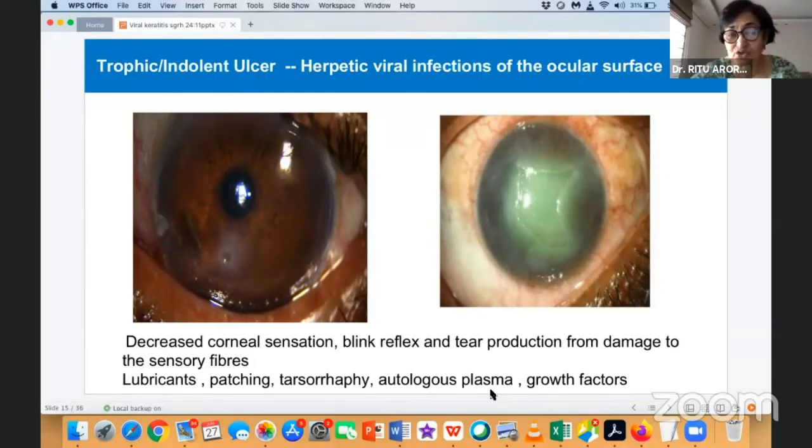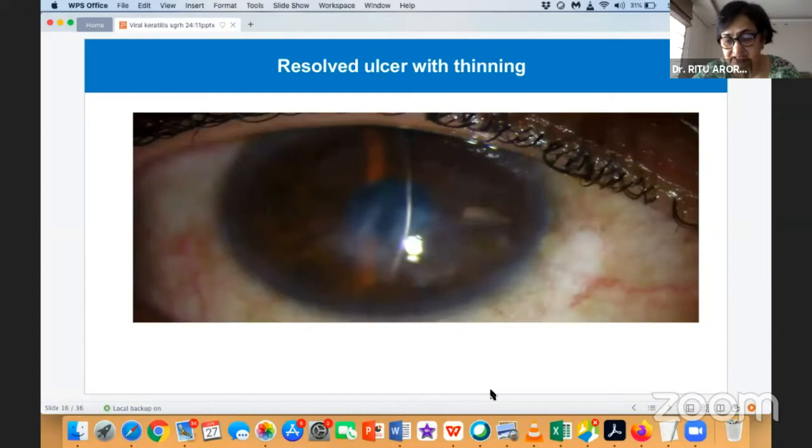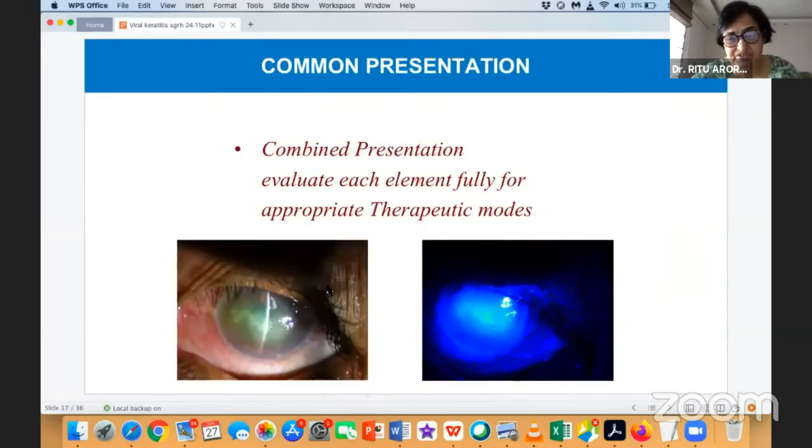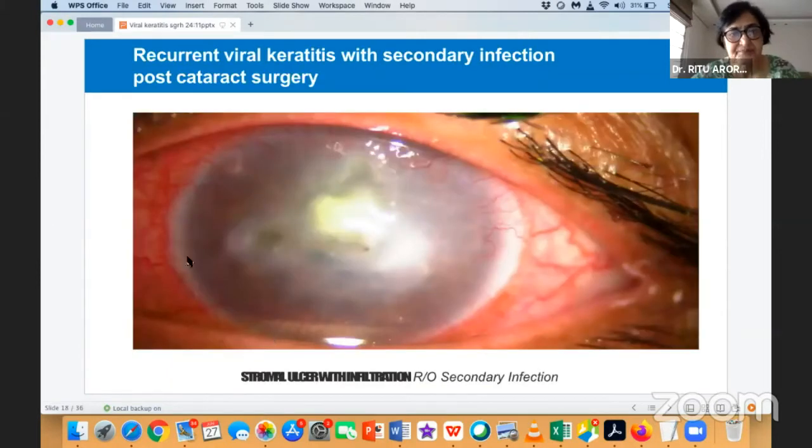So why I'm highlighting this again and again is just to know which layer of the cornea is primarily affected, and the treatment is directed according to that. This is a resolved ulcer, which may leave a thinning over there. The commonest presentation which we have is a combined presentation. So we evaluate: is it the epithelial layer affected, or the stromal layer affected, or both? As long as the patient is stain positive, we do not use topical steroids in these patients.